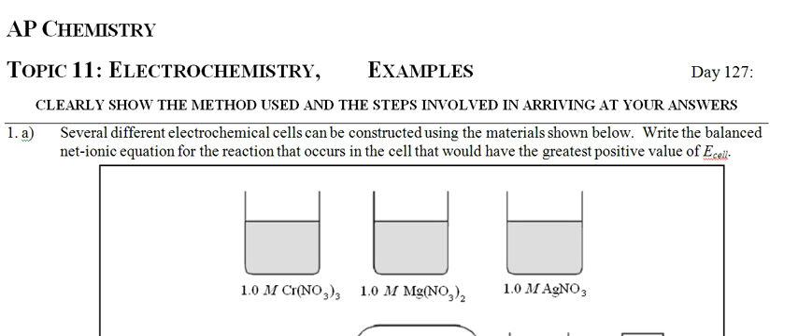Question 1A says, several different electrochemical cells can be constructed using the material shown below. Write the balanced net ionic equation for the reaction that occurs in the cell that would have the greatest positive E° value for the cell. Now the question is asking for the net ionic equation. Okay, we have to keep that in mind. We have to know what the question is asking and answer the question accordingly.